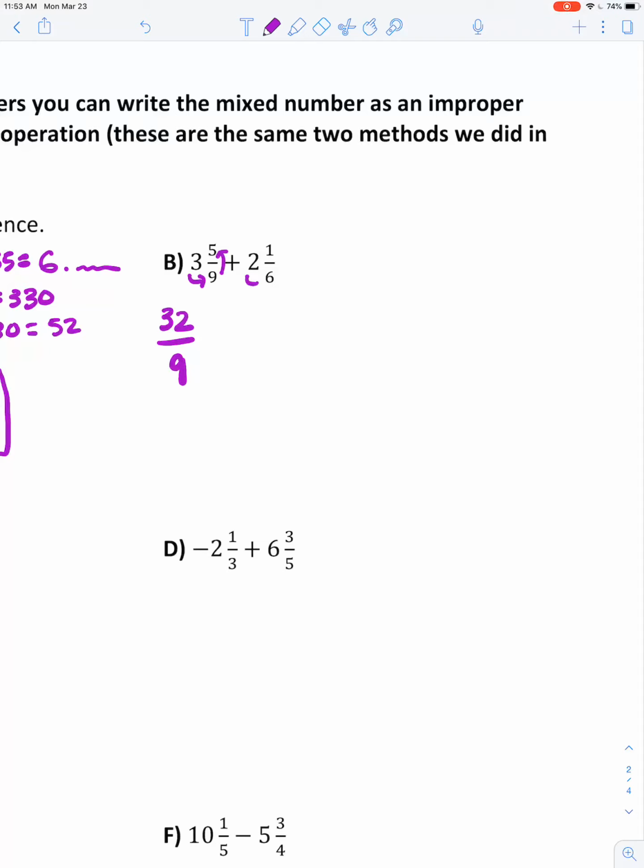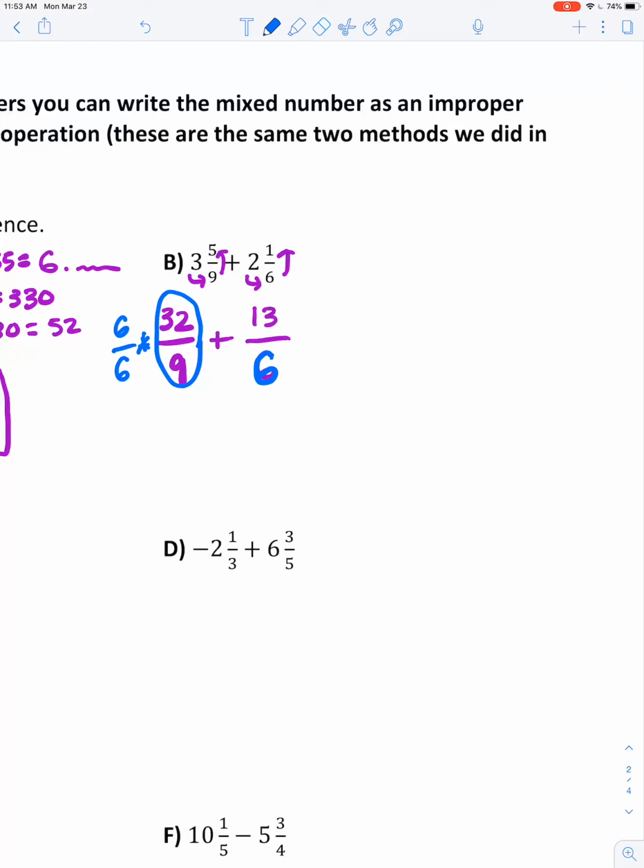Okay, and we're going to do the same thing. We have 2 times 6 plus 1. 2 times 6 is 12, plus 1 is 13. Okay, now we need to change 9 and 6 so that they both have the same bottom number. So I'm going to take this fraction and I'm going to times it by this denominator, which is 6. And I do that to both the top and the bottom.